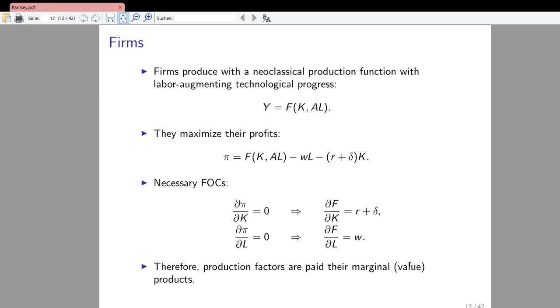So firms employ the production factors up to that point, and if we have free entry, then in equilibrium these relationships would hold. So the capital rental rate is equal to the marginal value product of the production factor capital, and the wage rate is equal to the marginal value product of the production factor labor. So that's what we have from the profit maximization problem.